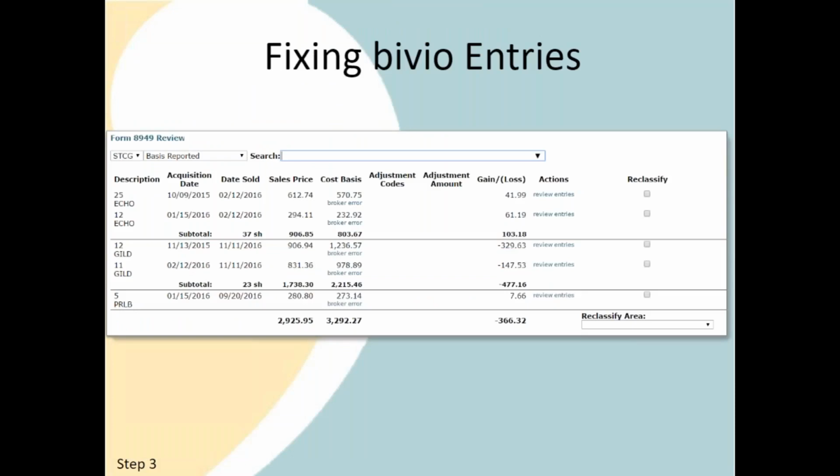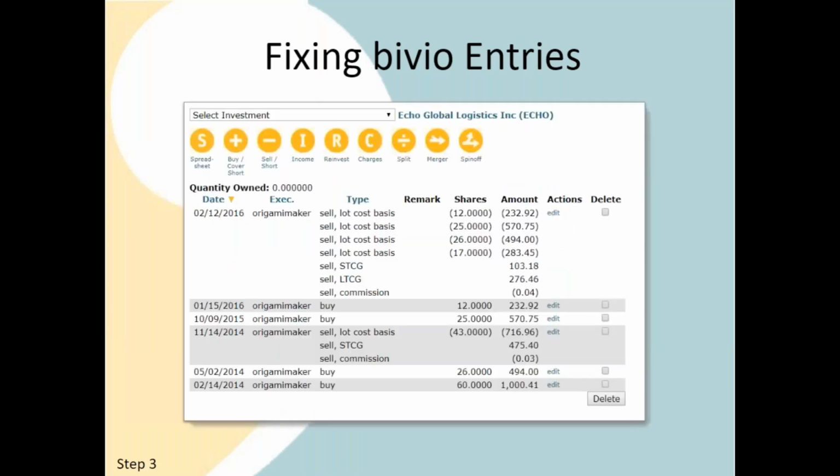If you find discrepancies, you need to determine why they are there. If you need to make corrections in bivio, you can jump back to the transactions that have been entered for the stock if you select the Review Entries link. It will take you to the Investment Transactions page or pages for the stock in question. You will need to correct whatever bivio entry or entries were wrong to fix your problem.